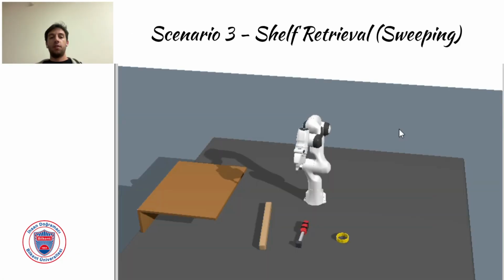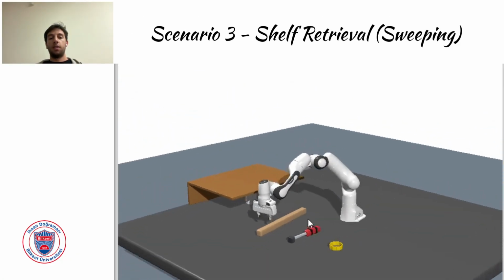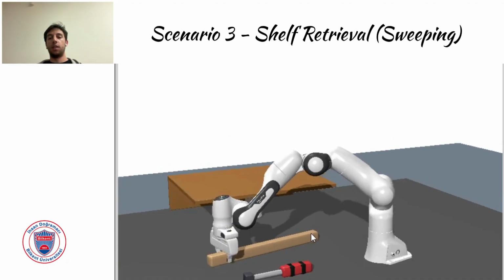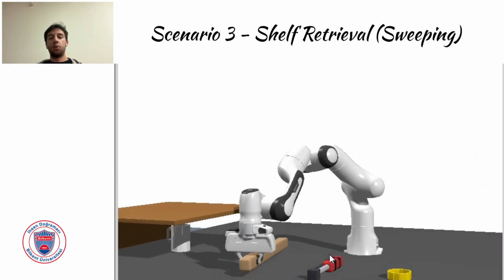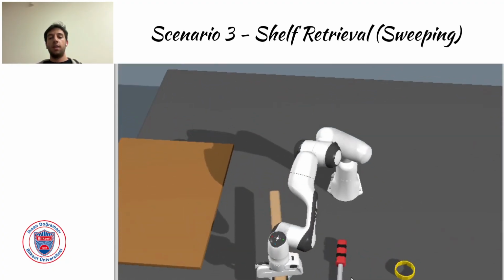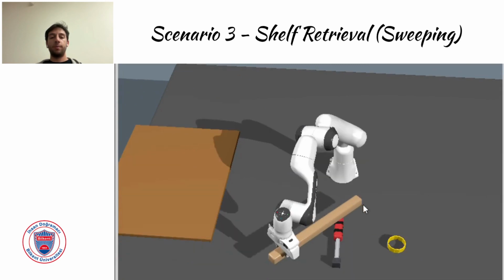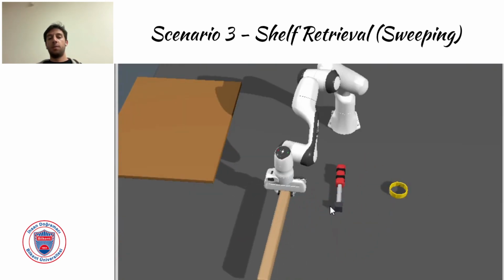Scenario 3, shelf retrieval, sweeping. Finally, we have the shelf retrieval task. A cup is placed under a low clearance shelf. The robot must select a sweeping tool, navigate it into a very tight gap without crashing, and sweep the cup out. This is by far the most geometrically demanding scenario.